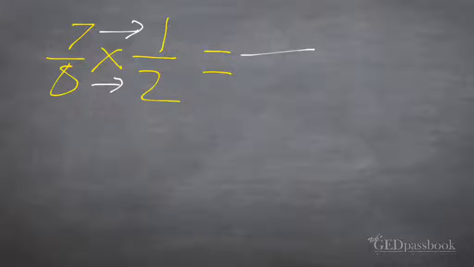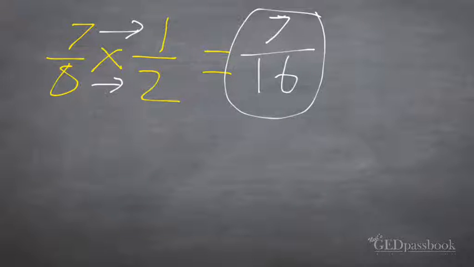What's 7 times 1? 7. What's 8 times 2? 7 is one of those fancy numbers in which you know it ain't divisible by anything except 7. But is 16 divisible by 7? No, so guess what? This is the lowest term. So, there you go. That's how you multiply fractions. You're done. So, the rule with multiplying, multiply across.